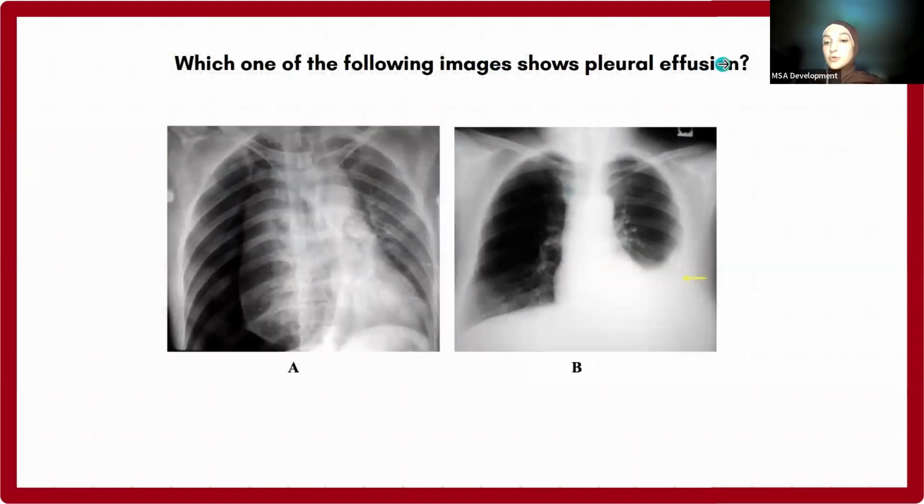Which of the following images shows pleural effusion? Again, it's B. It's not A because this picture shows pneumothorax, or tension pneumothorax to be more specific. This lung is darker than this one. How does it make sense for it to have pleural effusion? As we know, fluid accumulates because it has a higher density. It accumulates at the bottom.